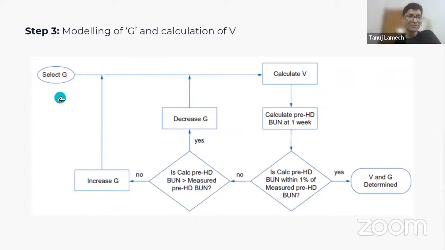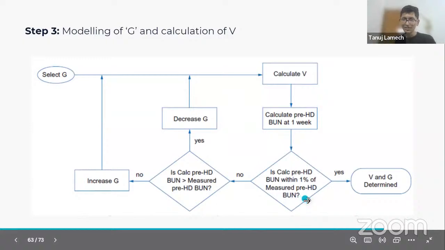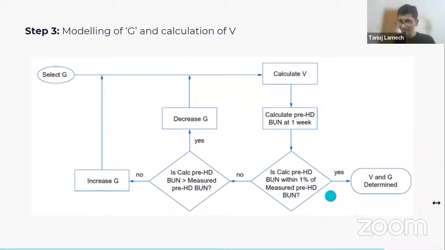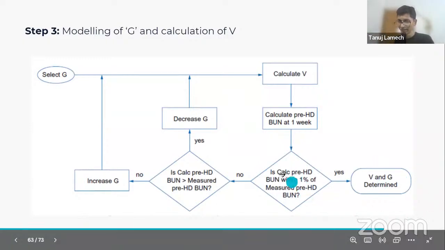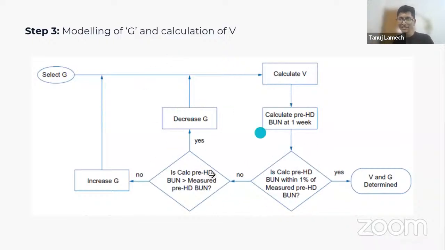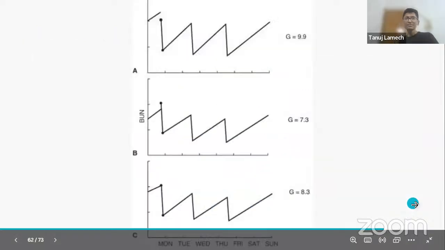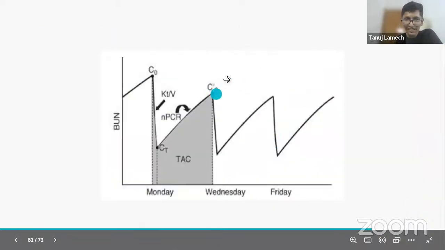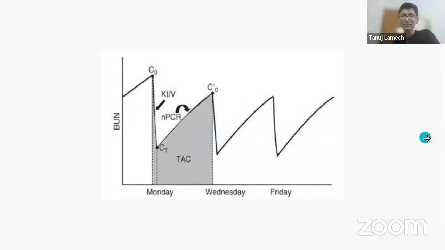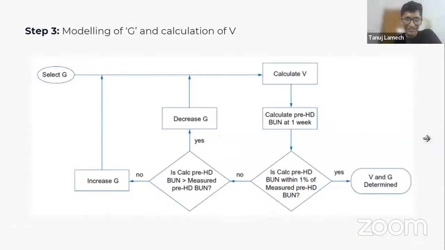So this is how it is modeled. First it selects a G, empirically just guesses, and calculates the V. With that, it draws this graph. And then it checks whether the last value at the end of that graph is within 1% of the start value. If it is, then that is the true value. If it's not, it changes G accordingly, and then it does this whole thing again and again until it matches. So basically, you avoid measuring this C0 prime by guessing G until you reach this equilibrium from start to finish.